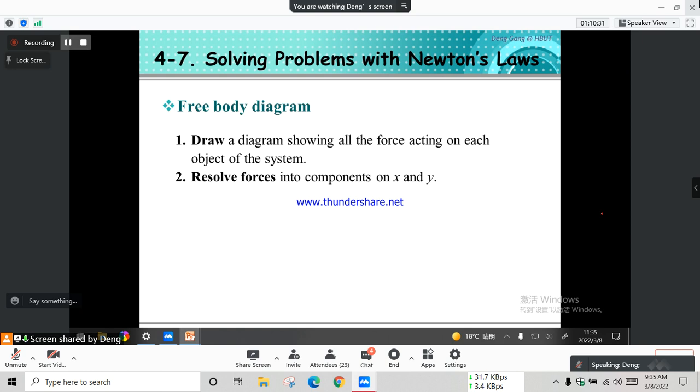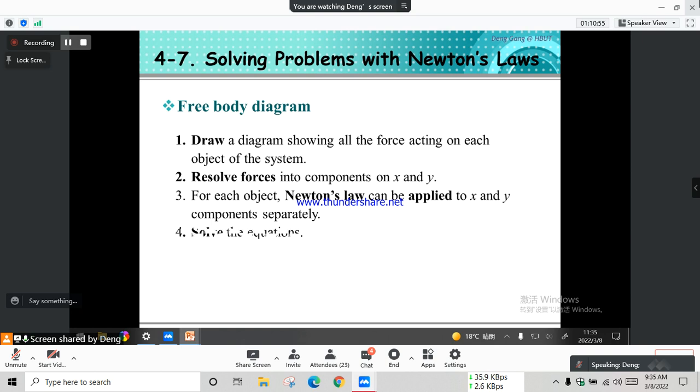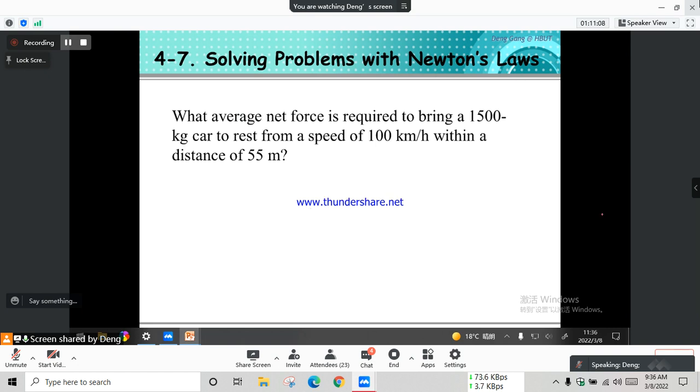The second step, we need to resolve the forces into components on X and Y, maybe sometimes Z, but usually only 2 dimensions is enough. And for each object, we can apply Newton's laws in x and y components separately, and then we solve the equation. So that's how we solve the problems with Newton's laws. Finally, you should consider whether your result is reasonable.